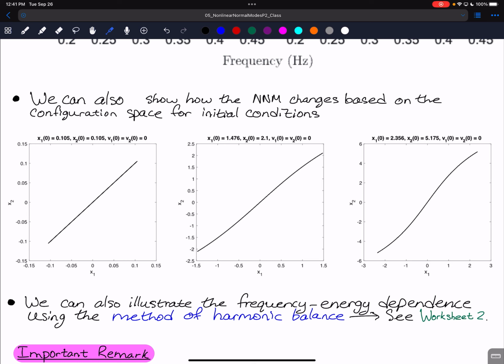We are also going to use, in worksheet 2, what's known as the method of harmonic balance to study this frequency energy dependence. And that is what we're going to do today. Okay.